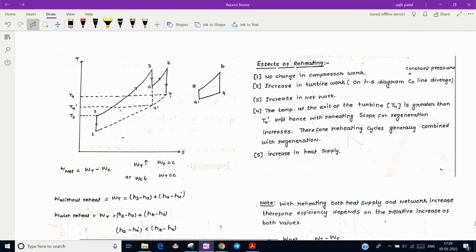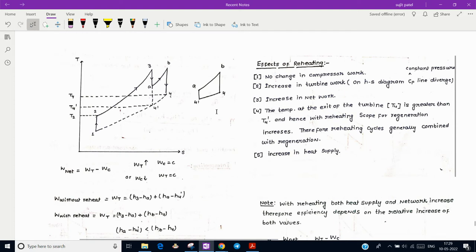The temperature at the exit of the turbine is greater than T4 dash. That means with reheating, the scope of regeneration is there also. I hope you have studied regeneration. If you do regeneration from 4 dash, the scope of regeneration is less. But if you do it from this point 4, along the corresponding horizontal line, your regeneration scope is quite high.